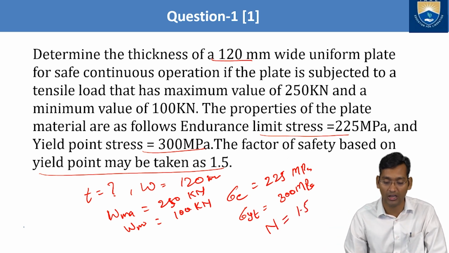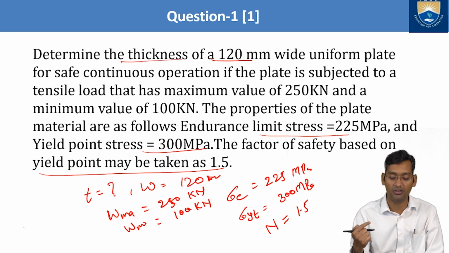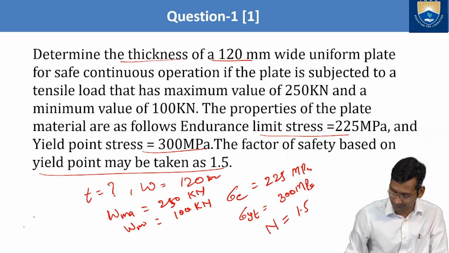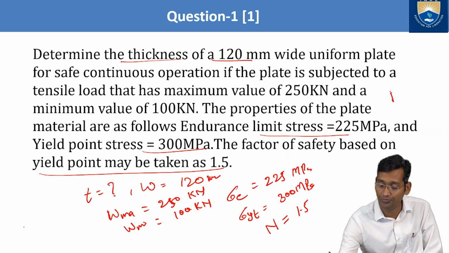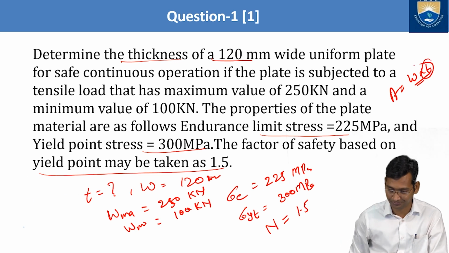Now what we have to find is the thickness. Thickness means the area will be there. So area is equal to W into T. So from here only we will find T.